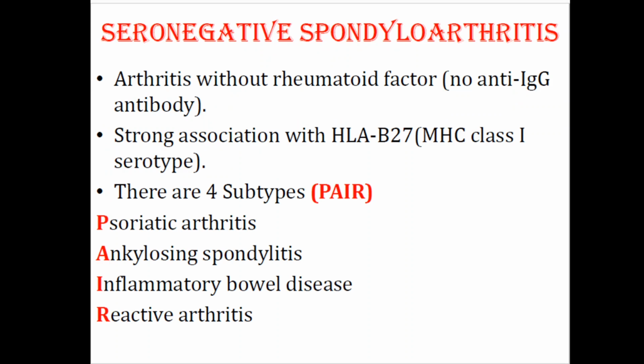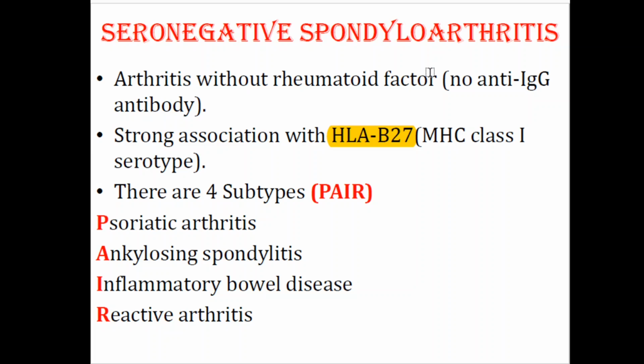Let's look into it. Seronegative spondyloarthropathies are arthritis without rheumatoid factor. That means no anti-IgG antibody. This is known as seronegativity, without rheumatoid factor. These are rheumatoid factor negative. So these spondyloarthropathies have a strong association with HLA-B27. So whenever you hear HLA-B27 positivity, you must remember seronegative spondyloarthropathies.